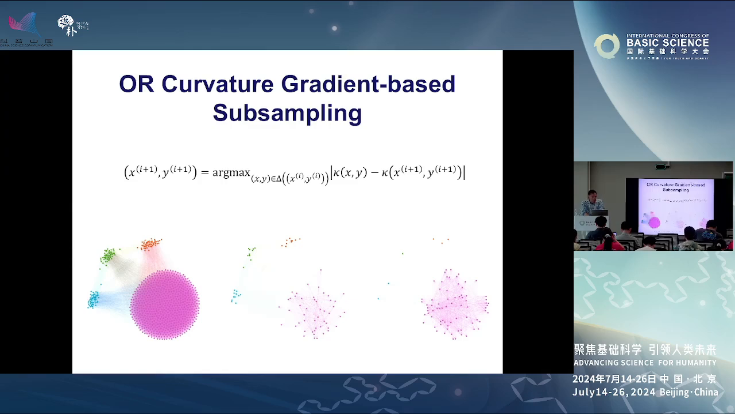Based on this, we came up with a very, very simple algorithm, essentially like a gradient descent. We calculate the Olivier-Ricci curvature of two edges and their difference. We start somewhere in this huge network, because as we said, we can only access a small portion of it. Starting somewhere, we go from one edge to another, seeking the maximum. This is like a gradient descent.